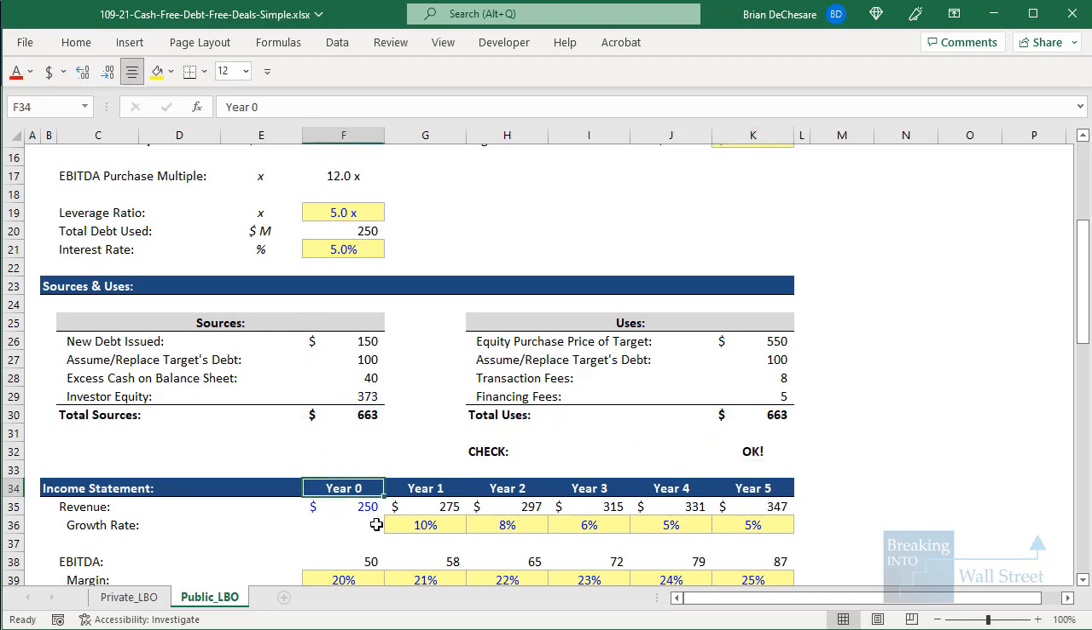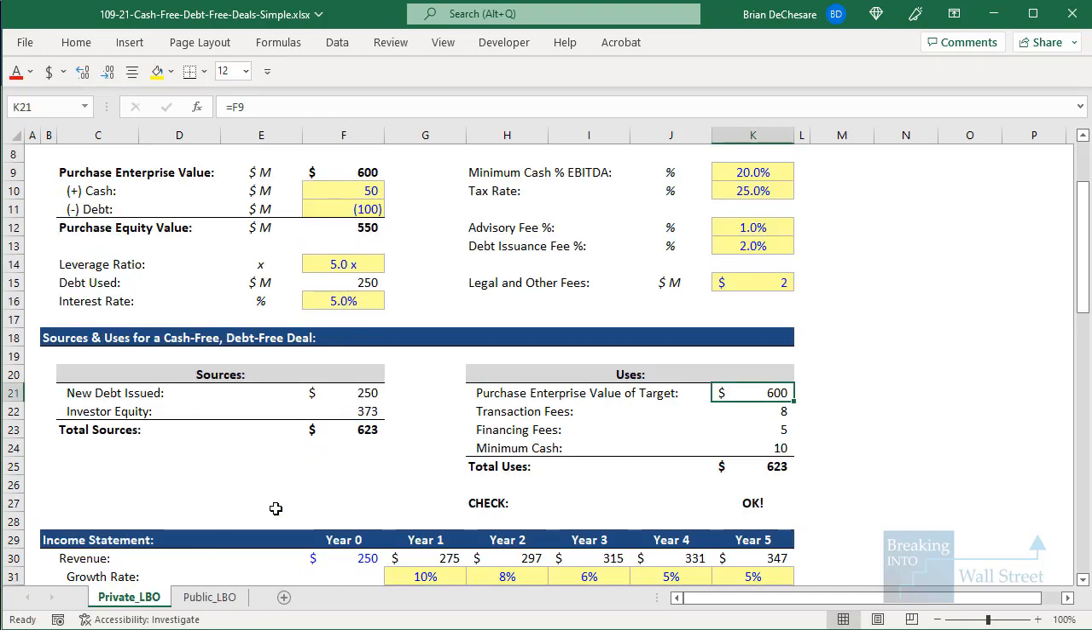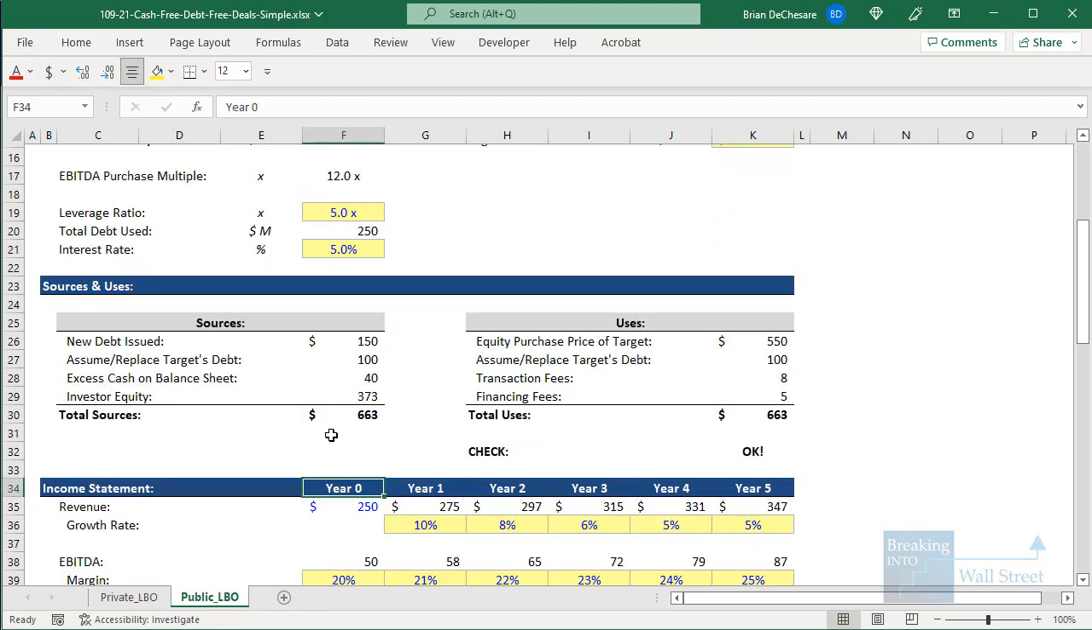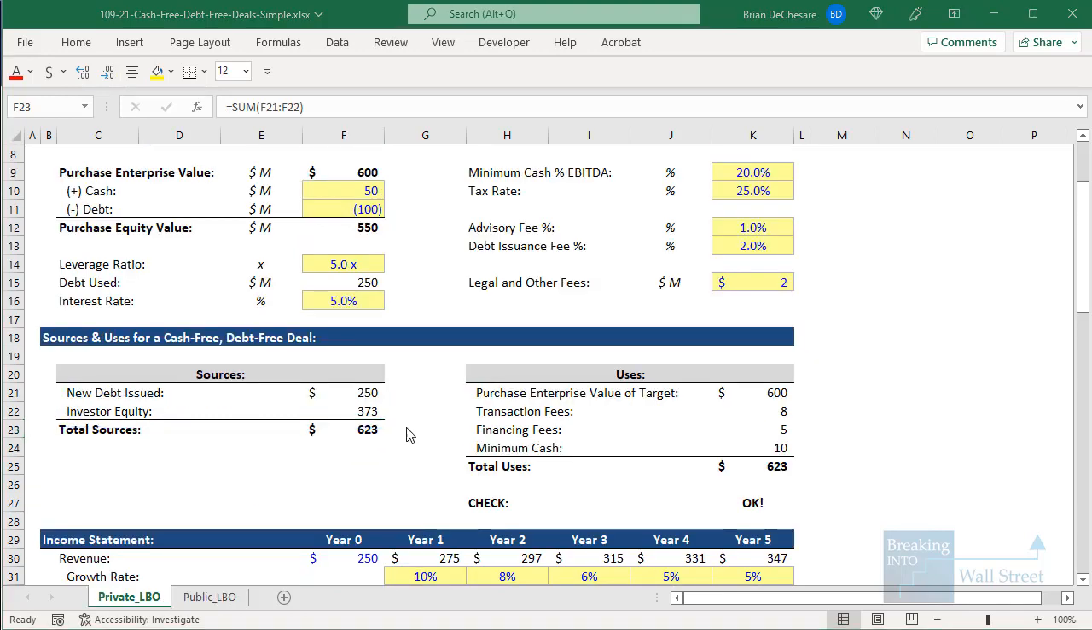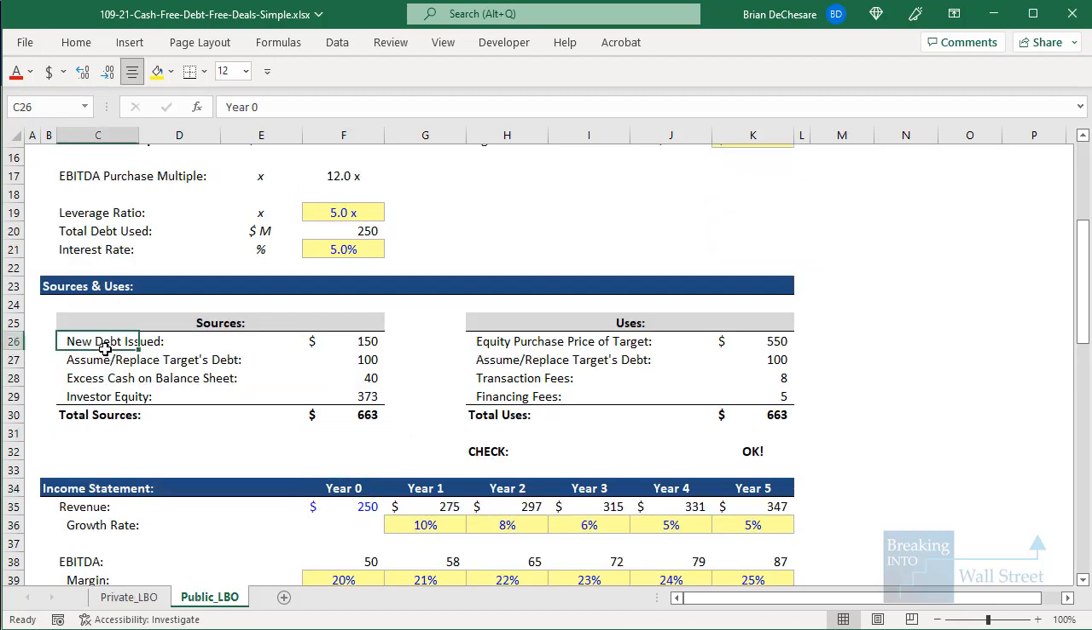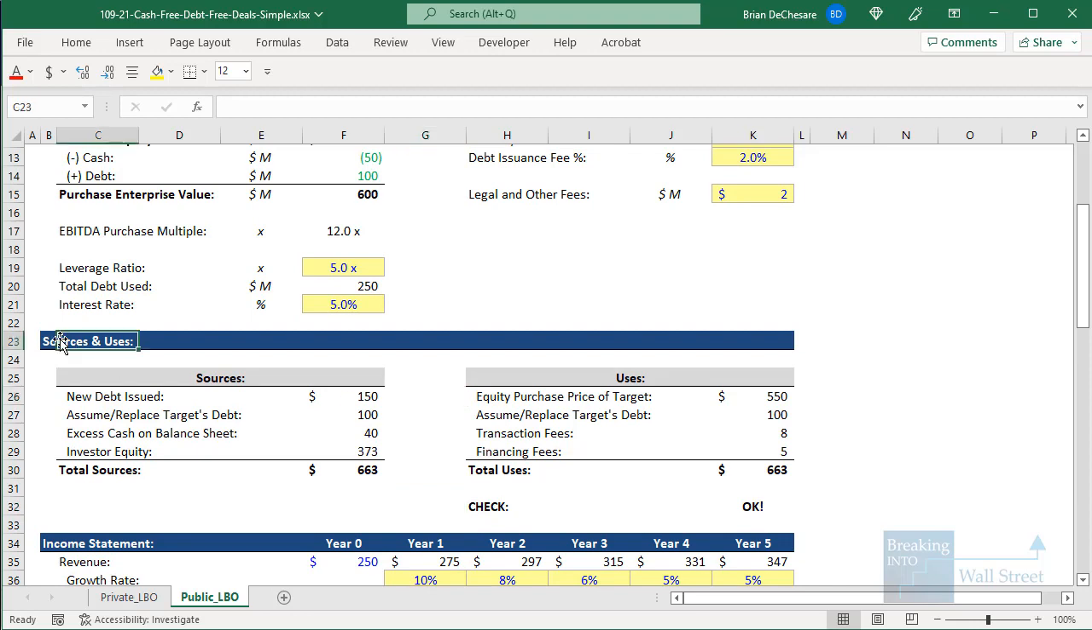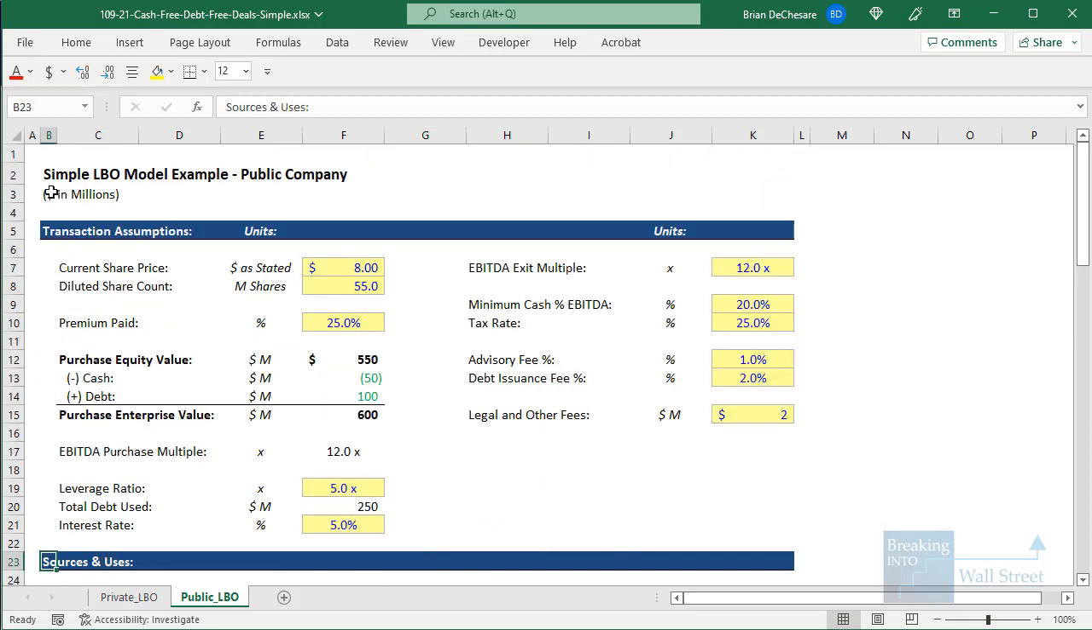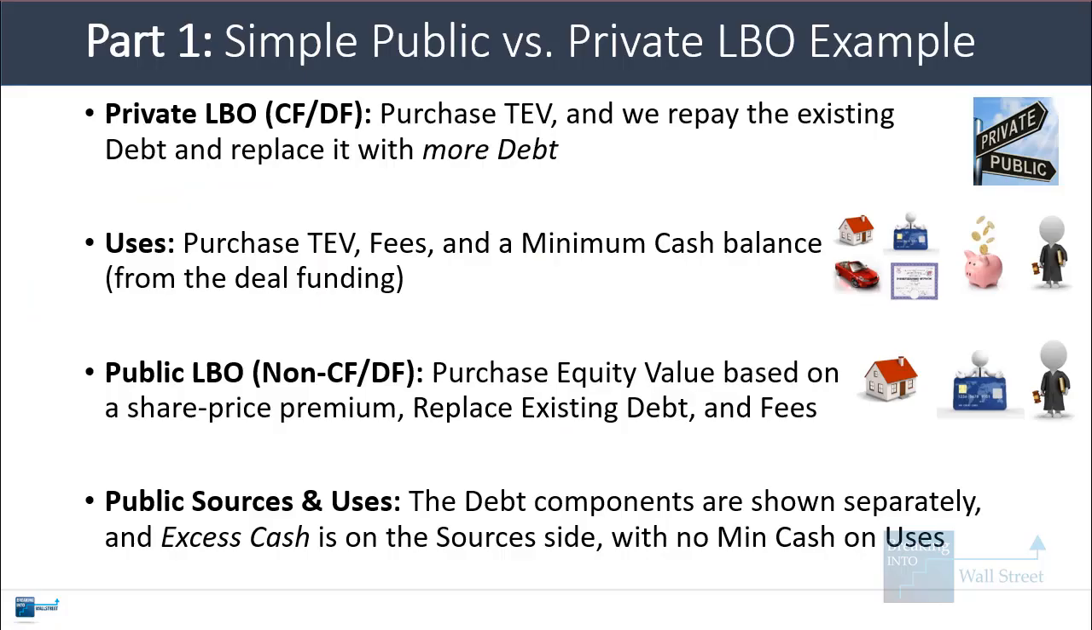our total sources equals our total uses. Now this may look very different because the sources and uses are different numbers, 623 versus 663, but the investor equity is actually the same. 373 there, 373 here, and the new debt issued is also the same. It's 250 in the private company case, and here it's still 250, it's just that it's split up into different components. So although this looks quite different, ultimately the private equity firm is actually paying the same amount and is also using the same amount of debt to do this deal, even though on paper, one is a cash-free, debt-free deal, and the other is not technically.